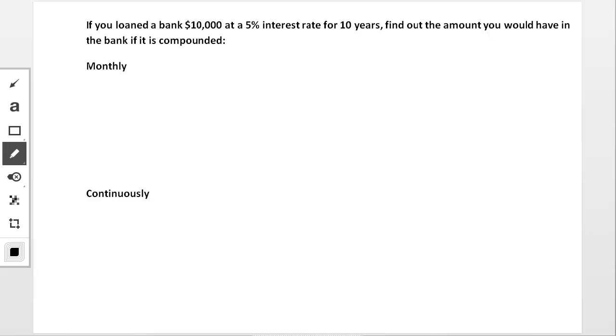Okay, so let's look at those two formulas in action. If you loaned a bank $10,000 at a 5% interest rate for 10 years, find out the amount that you would have in the bank if it's compounded, first of all, monthly, and second of all, continuously. So let's write the formulas down. Compounding monthly, we would use the formula A equals P times 1 plus r over n to the nt power.